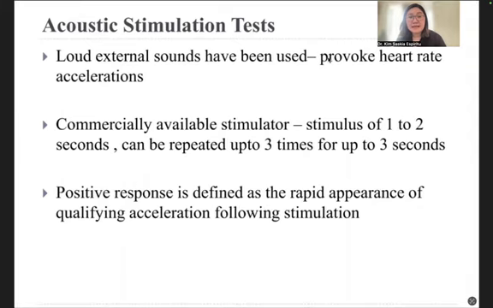What are acoustic stimulation tests? You're going to provide something loud, or you're going to provoke the heart rate of the baby to produce acceleration. Usually you have a commercially available acoustic stimulator, and the stimulus is 1 to 2 seconds. It can be repeated up to 3 times for up to 3 seconds. So you're going to wake up the baby. If the baby is sleeping, you're going to stimulate your accelerations. A positive response is defined as rapid appearance of acceleration following the stimulation. Sometimes we do this in the labor room. We're going to play loud music towards the tummy of the mother to provoke accelerations.